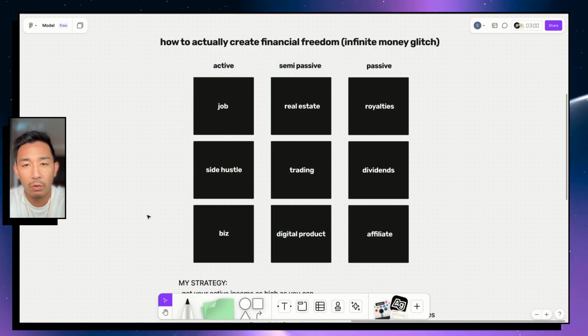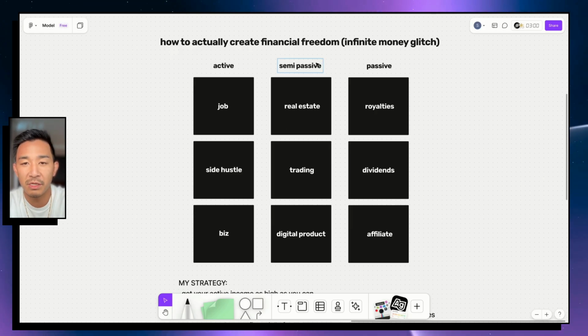Now, the second category of income is semi-passive income. This is income that has some passive elements to it. You're not working as much as with active income, but you are still working, right? You're still putting in hours into this. Once you set it up, it's not like you just set it and forget it.